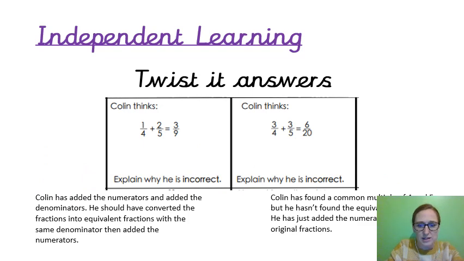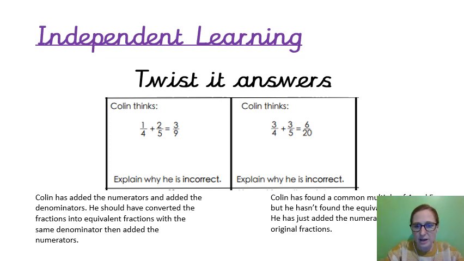Twist-its, we had 2 twist-its. Oh, and I've lost part of the writing for that one. This first one here, explain why Colin is incorrect. Colin has added the numerators and the denominators. He went across and he added the 1, add 2 is 3, and the 4, add 5 is 9. He should have converted the fractions into equivalent fractions with the same denominator, then added the numerators. The lowest common denominator he could have used is 20, so we could have made them both into 20ths.